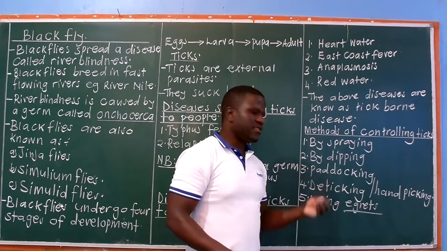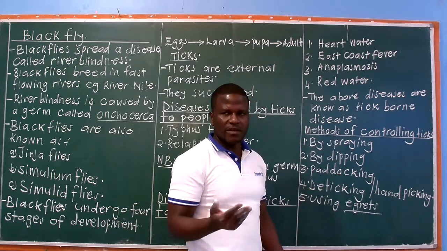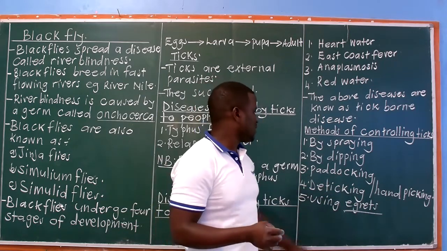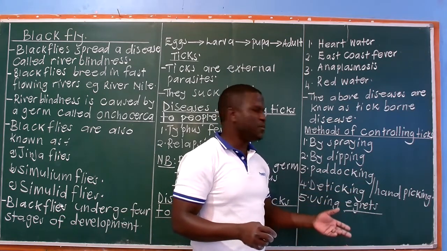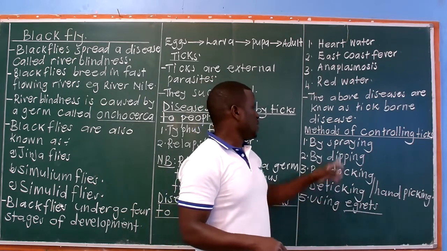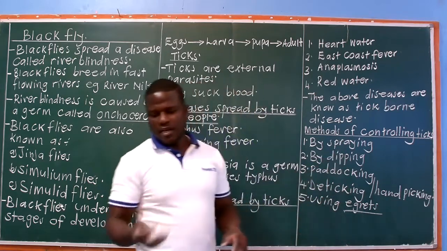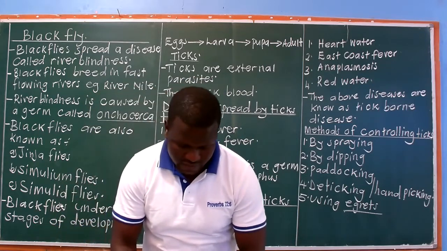Deticking, we use hands to remove the ticks from bodies of animals. Paddocking is a method of grazing animals, which helps in controlling ticks. Dipping uses a dip tank, where we put chemicals and dip animals. Then we have spraying, where we use a knapsack sprayer to spray these animals to kill ticks.